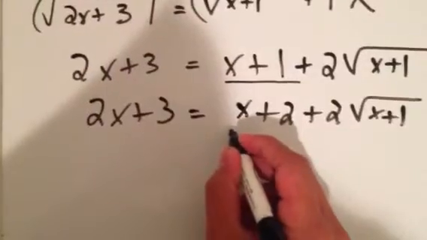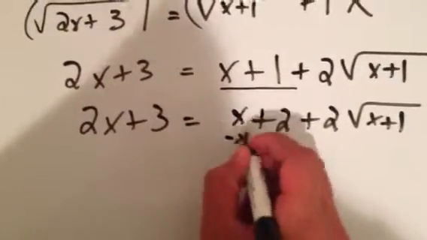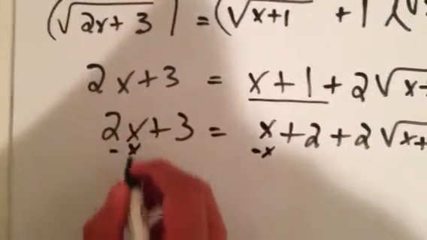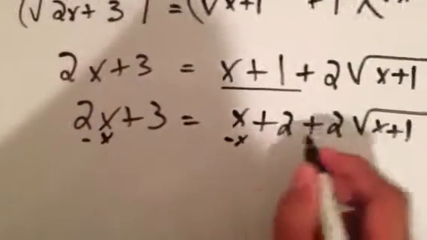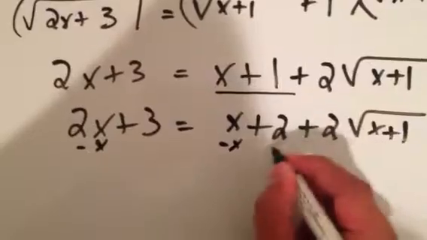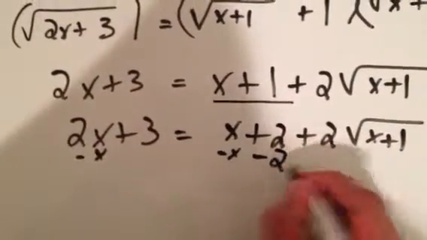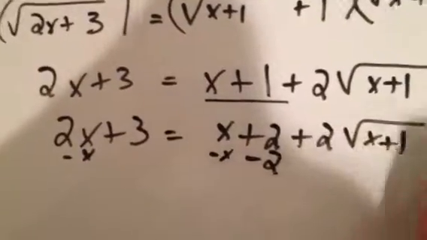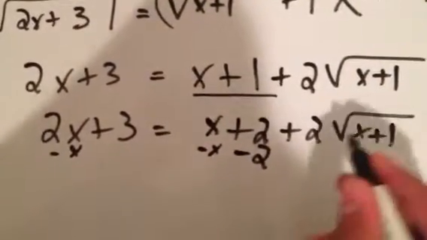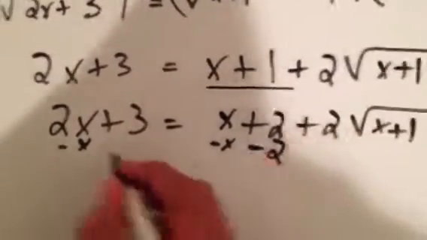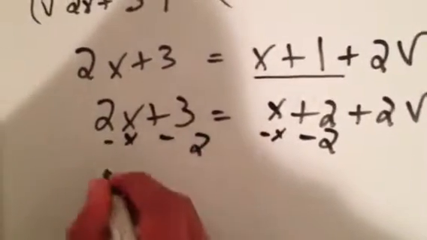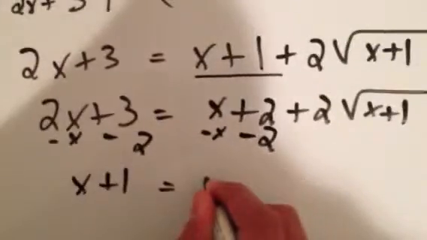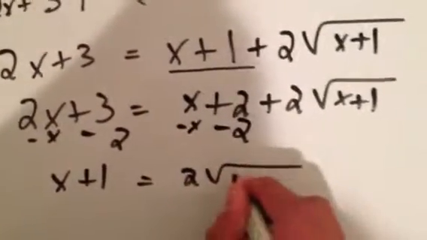So I'm going to subtract x from both sides. Put it underneath the right term so that you know the operation you're performing and what you're doing. And then you're going to subtract 2. But for this 2 right here, leave it, because this 2 is bound by multiplication to this radical. So don't subtract 2 from here, subtract 2 from here. So when I do that, I get x plus 1 equaling 2 root x plus 1.